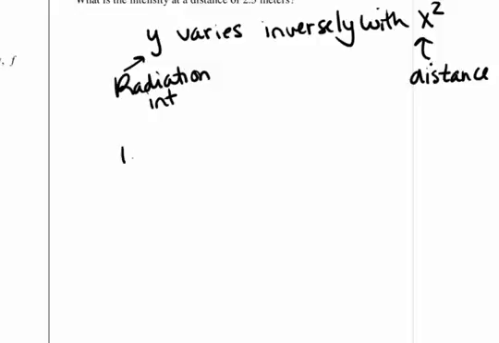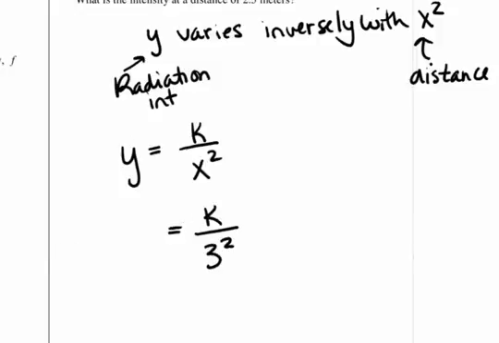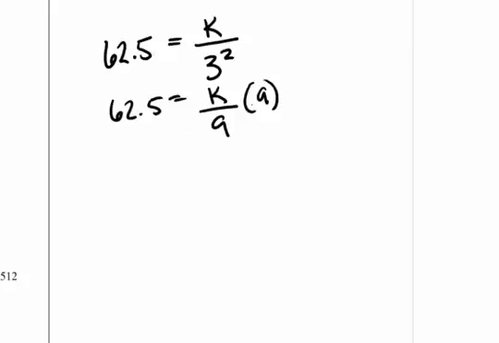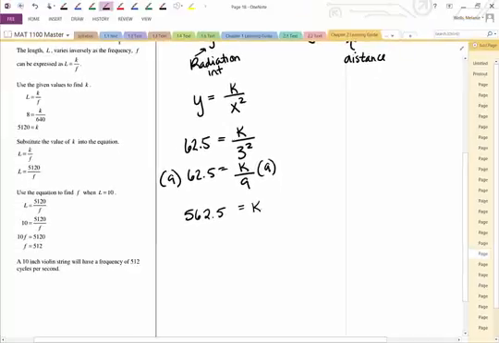Okay, now inversely we know we would set it up as y equals k over x squared. Now let's plug in the information given: at 3 meters, so that's the distance, the radiation intensity is 62.5. Now let's do a little bit of arithmetic. So 3 squared is 9. To get k by itself, I'd want to multiply both sides by 9. 9 times 62.5 is 562.5. That'll give me k.